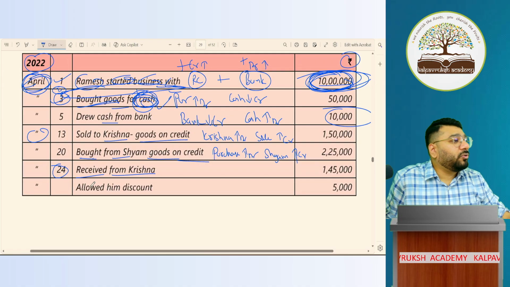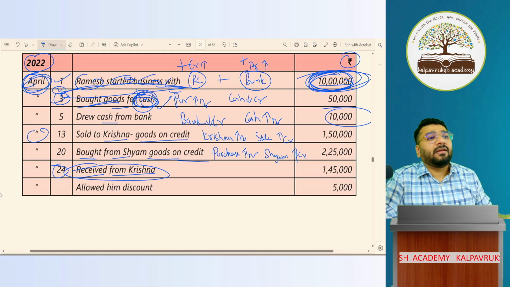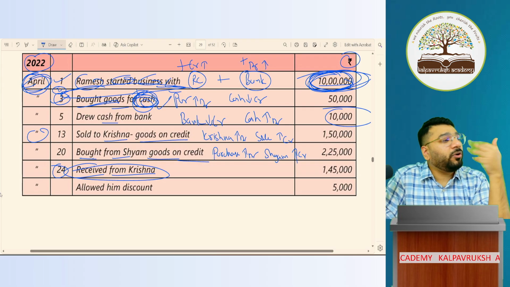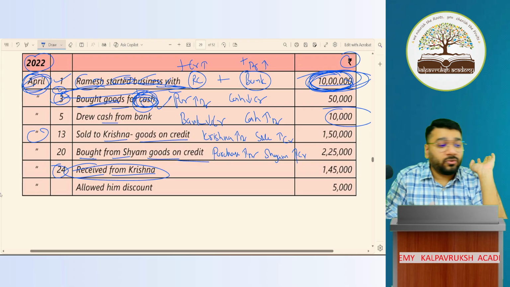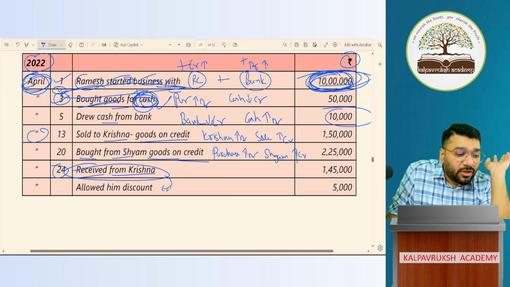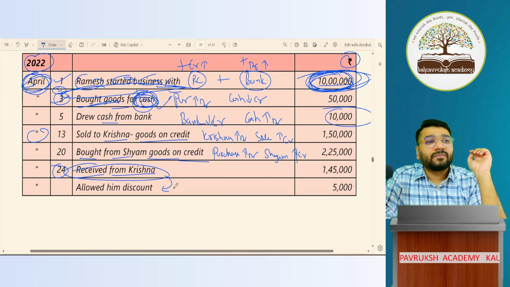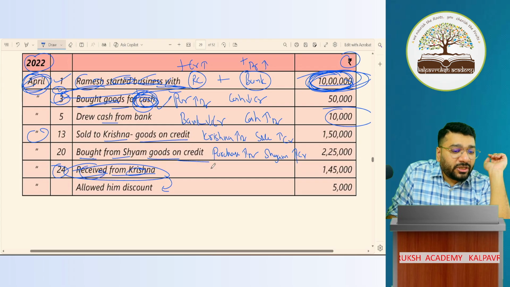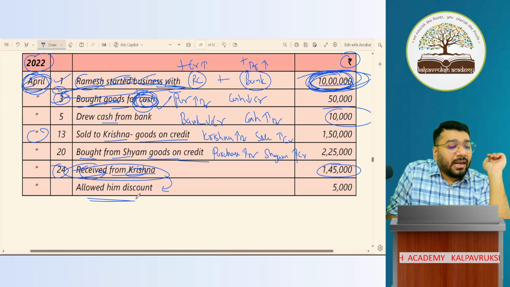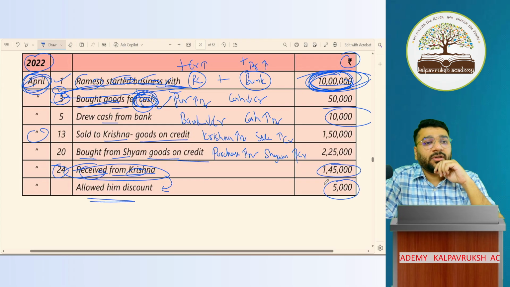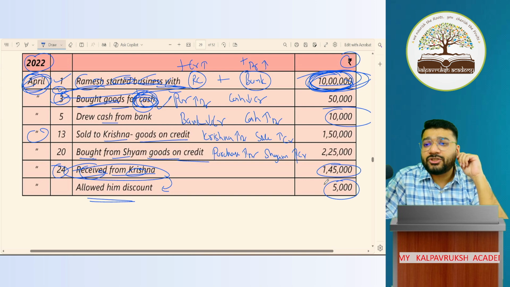Now, people, what they do know, they will read this line and pass the journal entry. If you do so, you're royally screwed, because the next line is a continuation of the transaction. It says received from Krishna 1,45,000, allowed him a discount of 5,000 rupees. My question to all of you: who is Krishna?